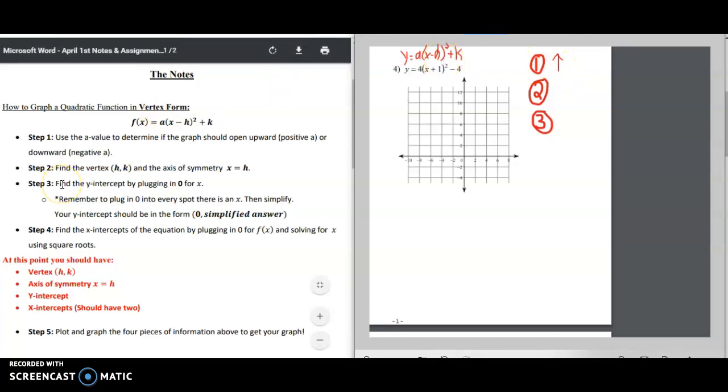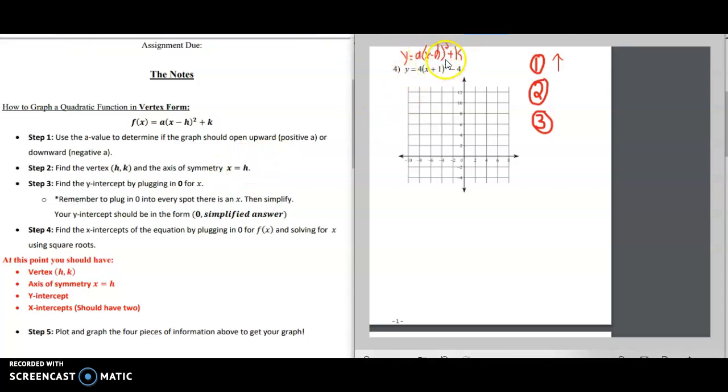Number 2, find the vertex, h, k, and the axis of symmetry, which is x equals h. So now I'm going to go over here, and again, I want my h, k. So h, k is going to be my vertex. Well, notice here's my h. However, this is a negative h. So that means take the opposite of. So if I go right below it, I have a positive 1. So I'm going to take the opposite of that, which is a negative 1.